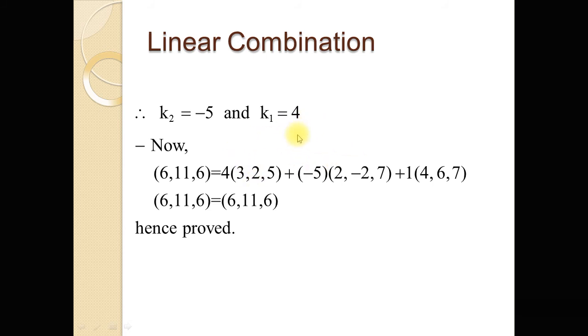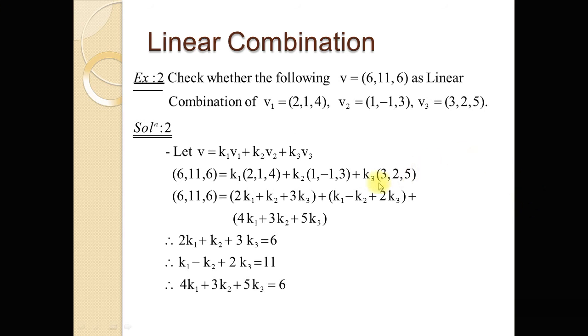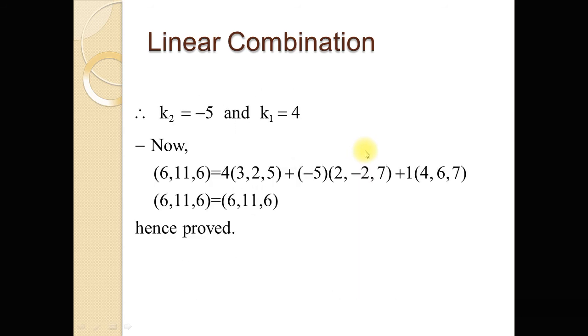Now putting all these three values, the value of K1, K2 and K3, in this equation, V is equal to K1 V1 plus K2 V2 plus K3 V3, we can verify the result. This is vector V, 6 11 6, and this is equal to K1 V1 plus K2 V2 plus K3 V3. Multiplying K1 with V1, K2 with V2, K3 with V3, and then adding the same components, the first component, the second component, and the third component, you will obtain 6 11 6. Like 3 4s are 12 and minus 10.